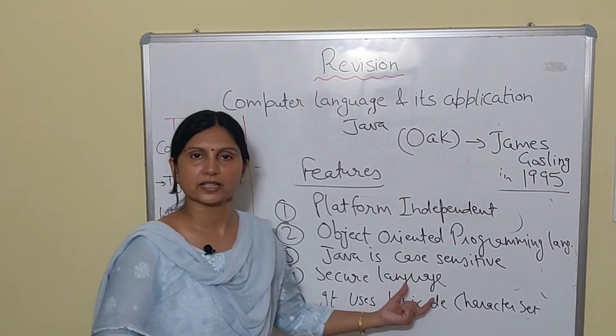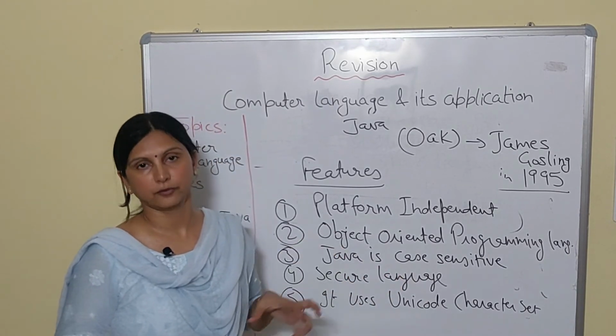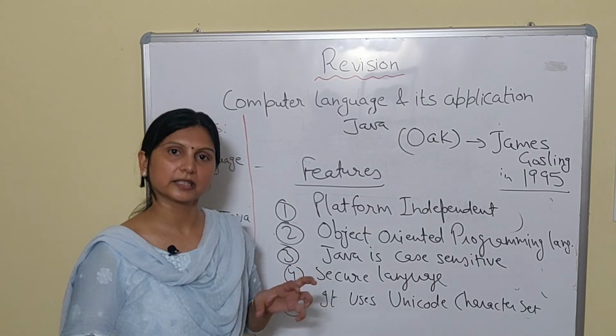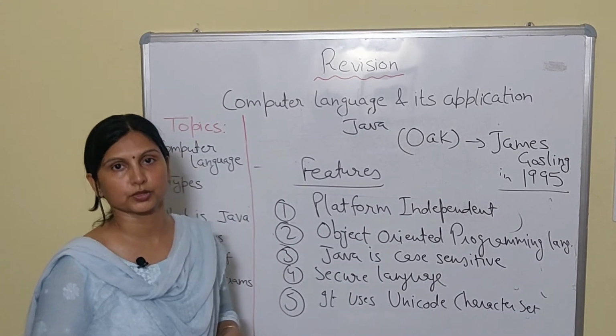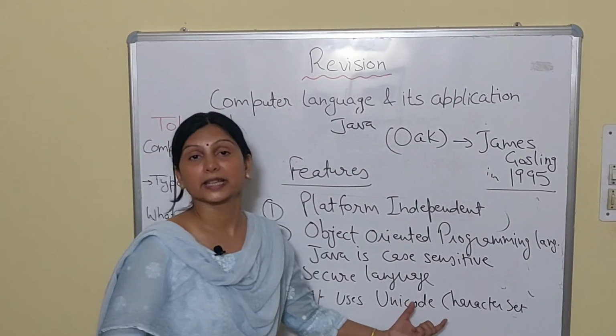It's a secure language. Java is a secure language. Why? Because Java works in its own environment. It doesn't affect the file system of computer. It works in its own environment without affecting the file system of computer. That's why it is secure. It uses Unicode character set.